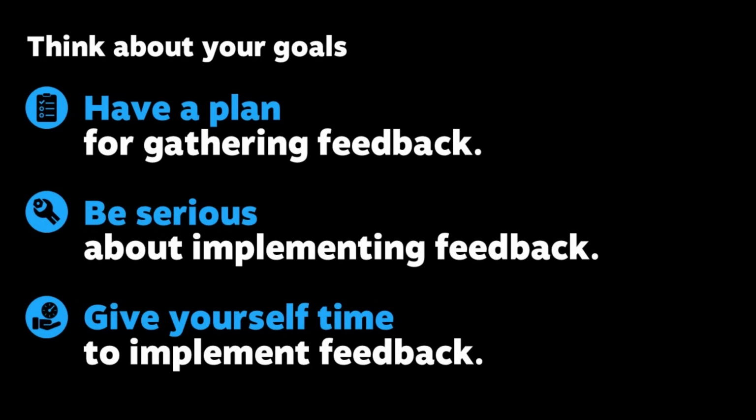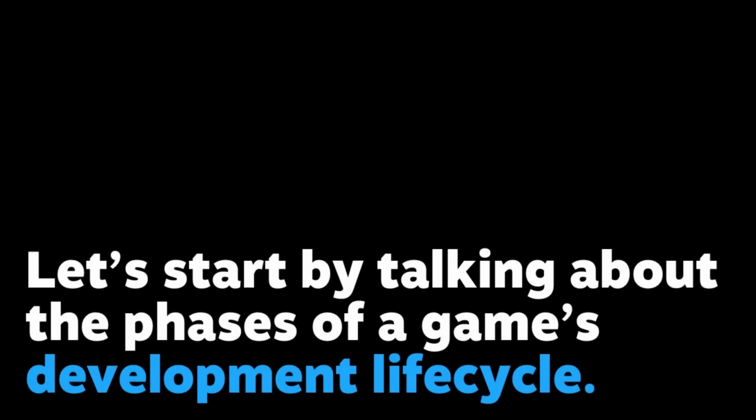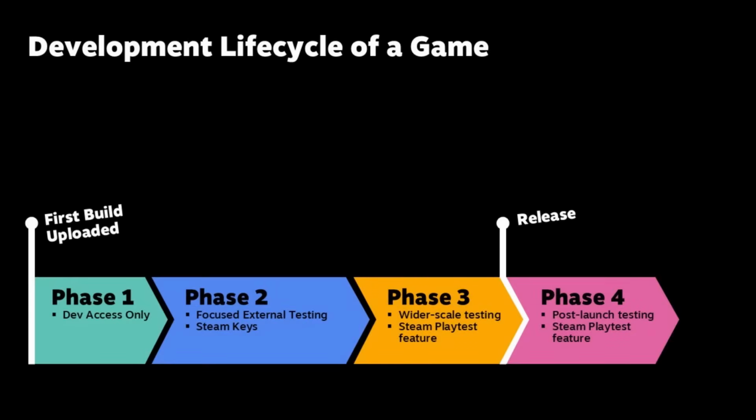Okay, you've thought about your needs and your goals. Now let's plan your approach, starting with talking about the phases of a game's development lifecycle. And here's an example game development lifecycle, and when Steam's beta testing features may be most helpful during each phase of a game's development. Your game's lifecycle might look a little different. And as a developer, you can pick and choose which features and tools make sense for your game. You don't need to use all of these features, just the ones that will help you achieve your goals.